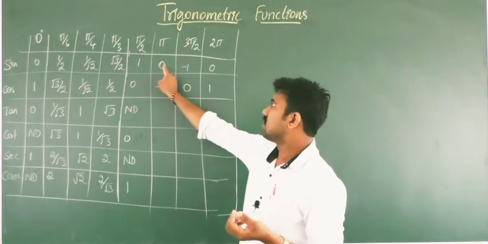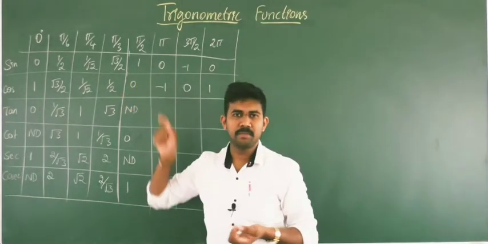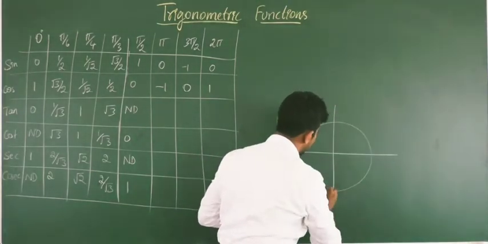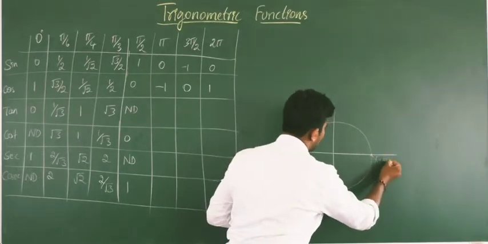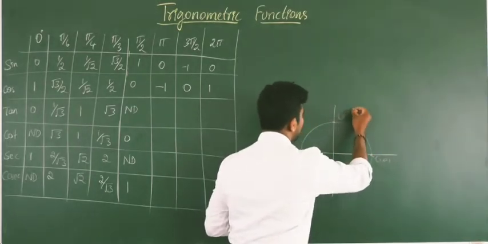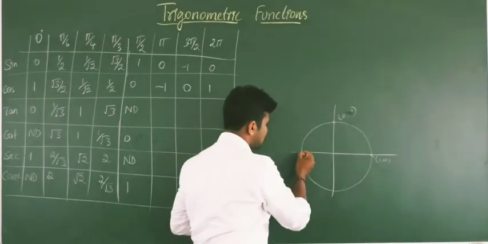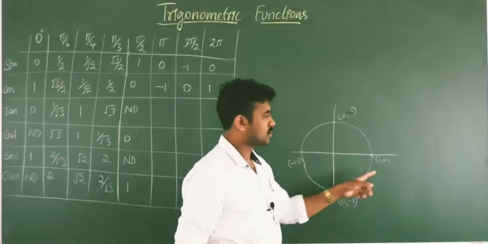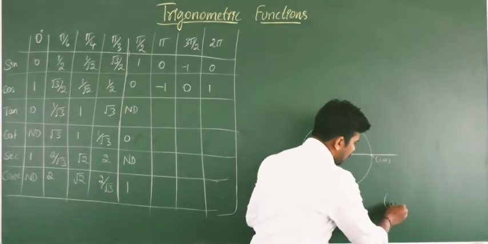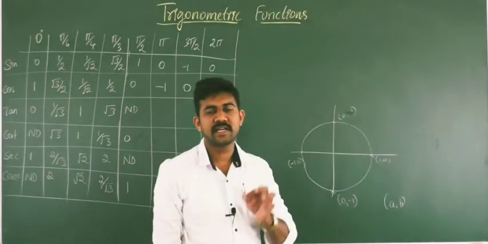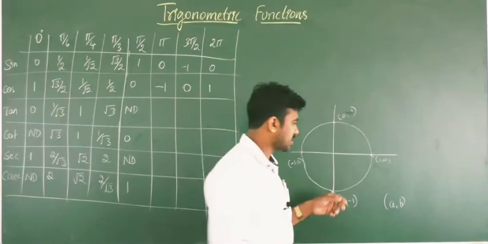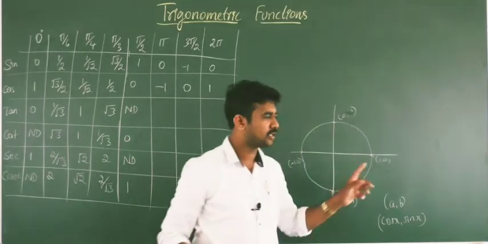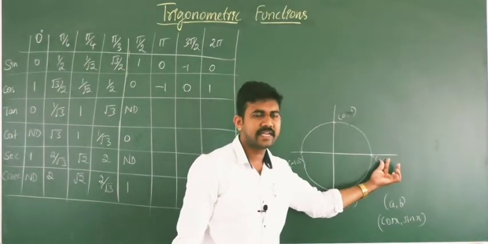That is, for pi by 2, sine pi by 2 is 1, because we observed it using a unit circle. Using the unit circle we saw that this point is 1 comma 0, and this point is 0 comma 1. This point is minus 1 comma 0, and this point is 0 comma minus 1. Any point on the circle is of the form cos x comma sin x. The first component of the ordered pair is cos x, the second component is sin x.